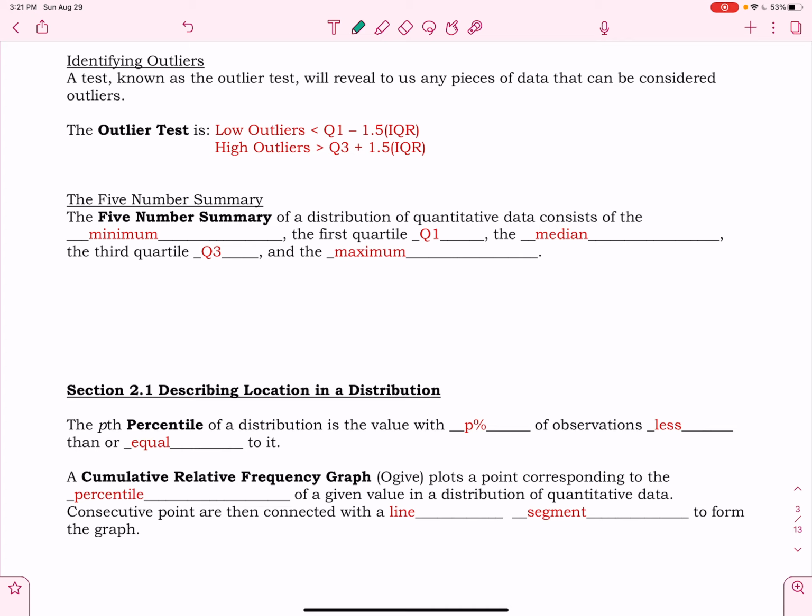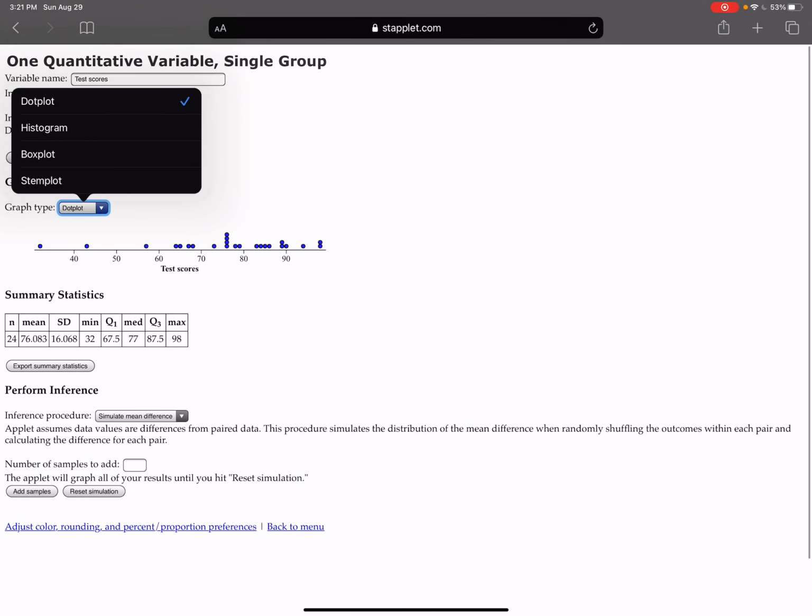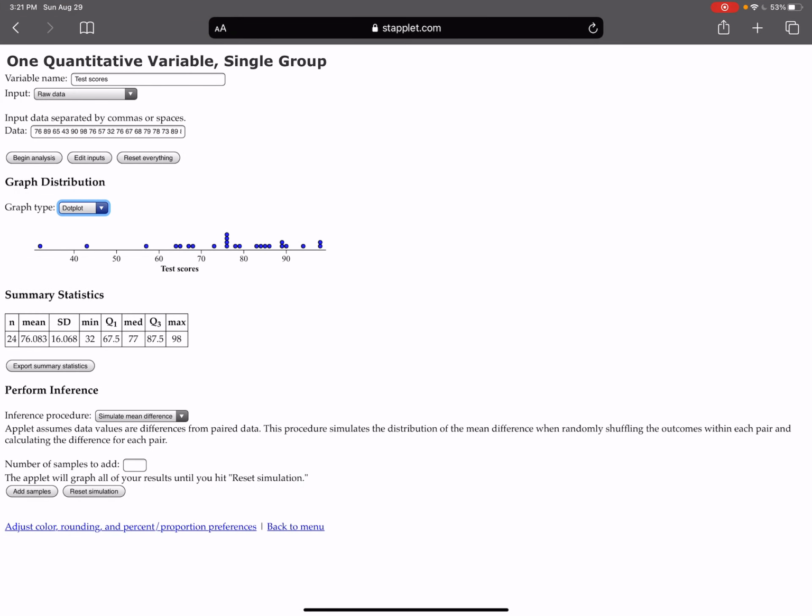Let me demonstrate what I'm talking about. I have a set of data here in Statlet, and I've just called this test scores. If you'll notice from the dot plot, I've got a lot of values up here above 60, but then I've got these three values that are a little bit lower. So I've got a low value at what appears to be 50 something, 57, and then I've got a value at 43, and then way down here I've got a 32. So it looks like the 32 might be an outlier. It actually looks like the 43 might be an outlier as well.